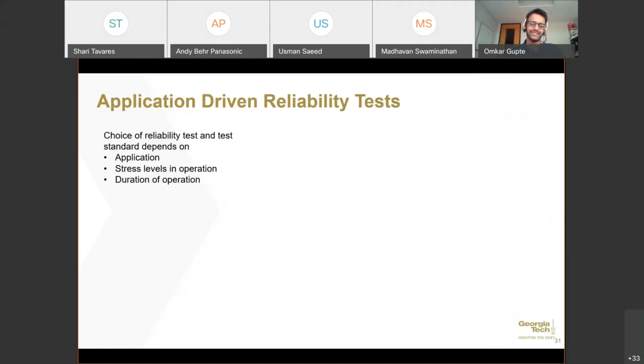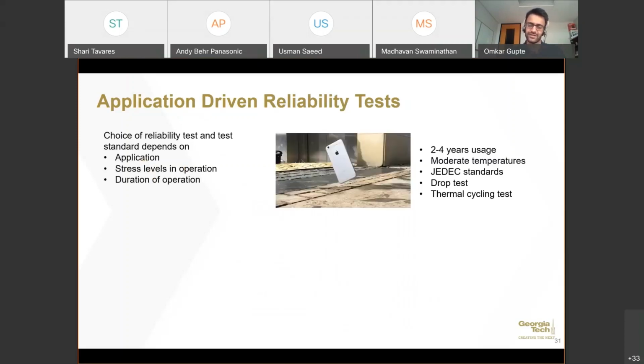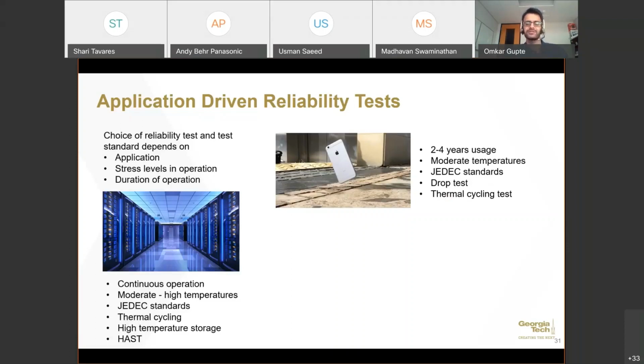As I mentioned, the choice of the reliability test depends on the application where the package is supposed to be used. It depends on the stress levels being used in the application, and also the duration of application. For instance, mobile packages are typically used for 2 to 4 years at moderate temperatures, and they have JEDEC standards for these tests. Drop tests and thermal cycling tests are more commonly used.